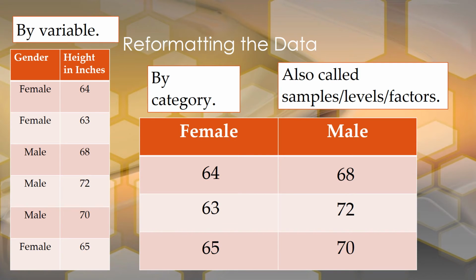Sometimes they're also called levels. The categories are also called levels, or sometimes they're also called factors. So depending on what kind of statistical test you're doing, you might call each of these categories by a different name. It could be samples, levels, or factors.